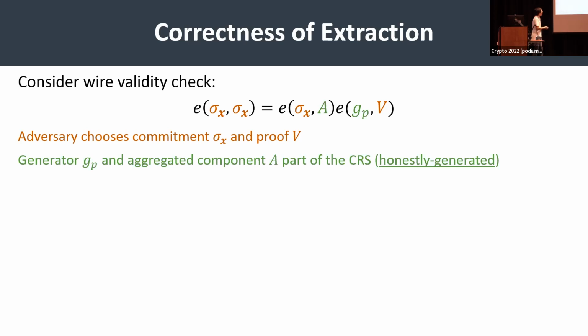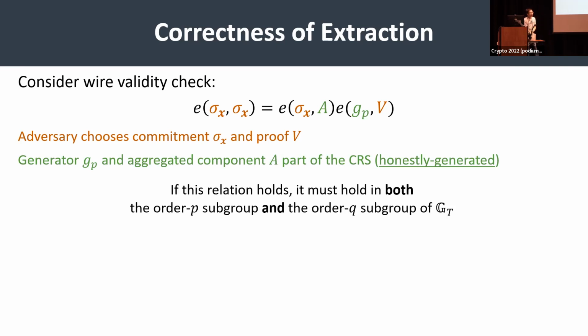What's not under the control of the adversary, however, is the generator GP and this commitment to the all ones vector. These are determined completely by the common reference string, and we can assume that the common reference string was honestly generated. So these components are outside the control of the adversary. The second observation that we will require is that if this pairing relation holds, because we are operating over a composite order group, a group of order p times q, by the Chinese remainder theorem, if this holds mod n, it must in particular hold in the order p subgroup and the order q subgroup. So this relation holds in the order p and the order q subgroups, and we're going to consider what happens in the order q subgroup.